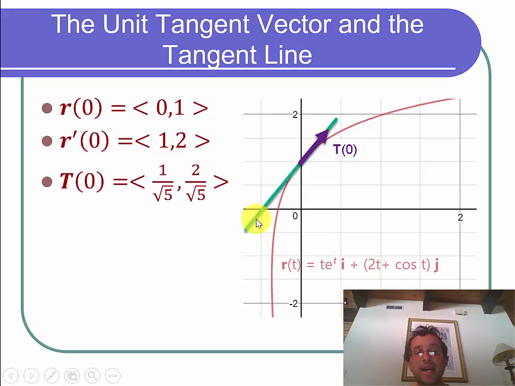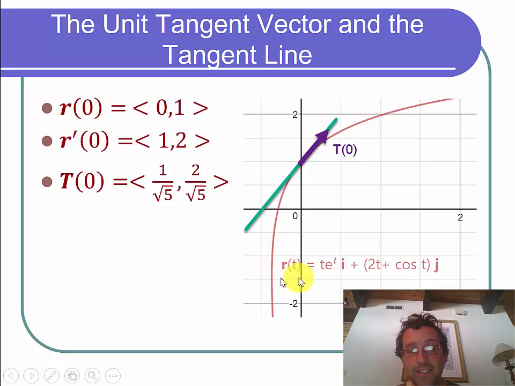So now we can write down what the unit tangent vector is. The first thing, note that the magnitude of r prime of 0 is the square root of 1 squared plus 2 squared. 1 squared plus 2 squared is 1 plus 4, which is 5. So it's the square root of 5. So I just divide r prime of 0 by root 5, and I get <1 over root 5, 2 over root 5>.